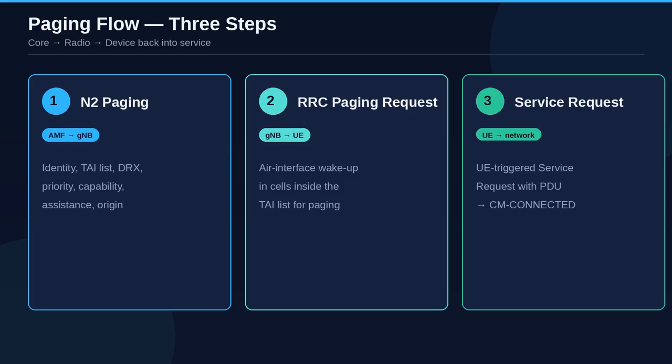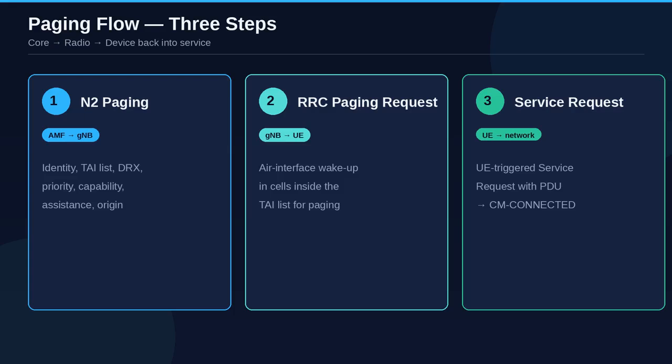Step 2. Each GNB that receives the N2 page turns it into an air interface message, the RRC paging request. It pages the UE only in cells that sit inside the tracking areas listed for paging. The UE, in idle mode, wakes on its paging occasion and reads the paging channel.